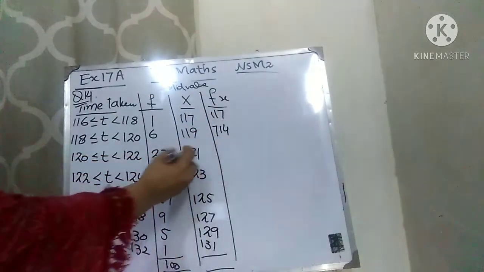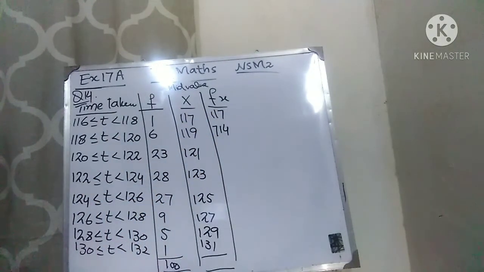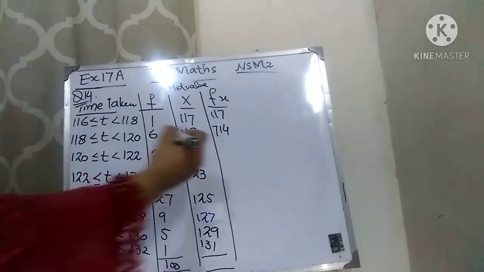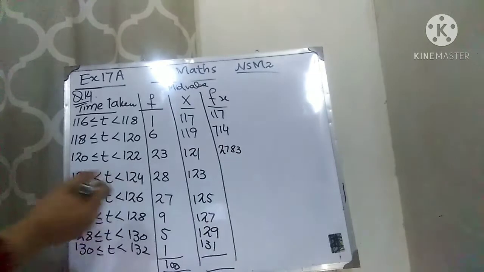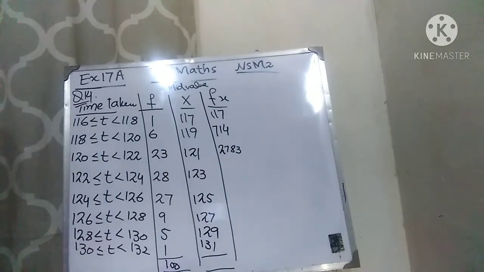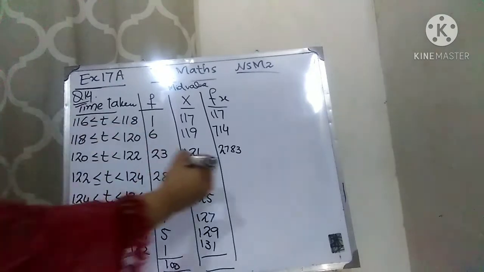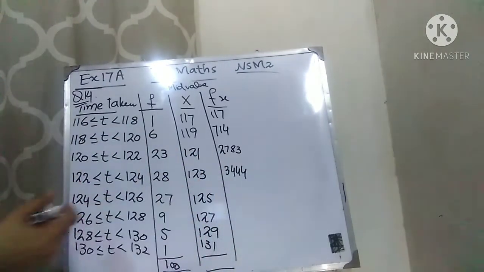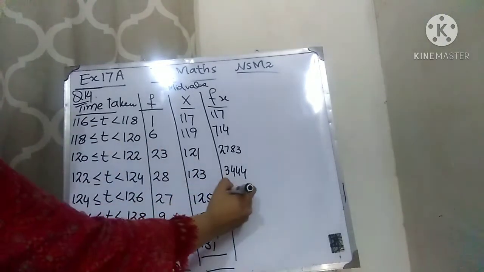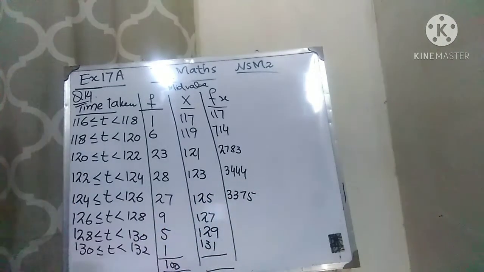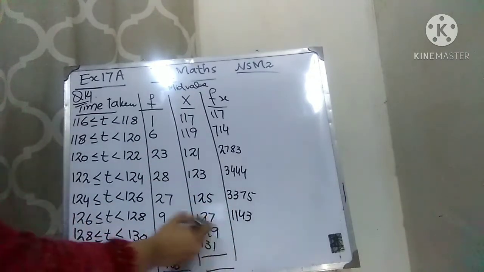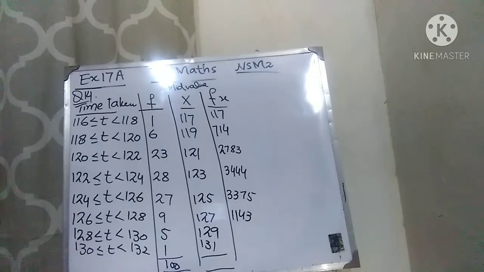117 ones are 117, 119 sixes are 714, 120 times 23 is 2783, and 28 times 123 is 3444, and 27 times 125 is 3375, and 127 times 9 is 1143, 129 times 5 is 645, and 131 ones are 131.